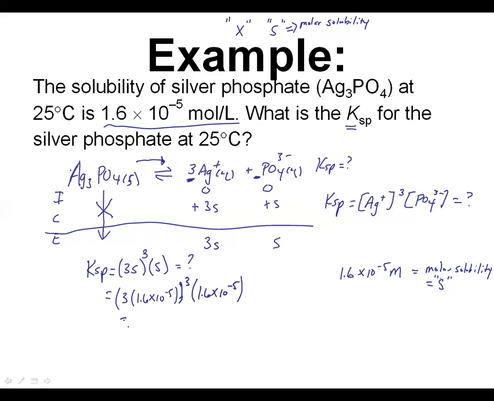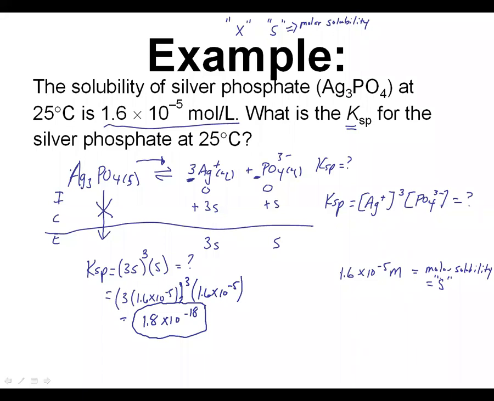Now, when we do all that good math, 1.6 to the minus 5, do a little cubing, times it by 1.6 to the minus 5, gets us something like 1.8 to the minus 18. Again, this is a K value, which means we don't need units. So that's why we didn't worry too much about the units here. And we do get our Ksp value for this, which is 1.8 times 10 to the minus 18.